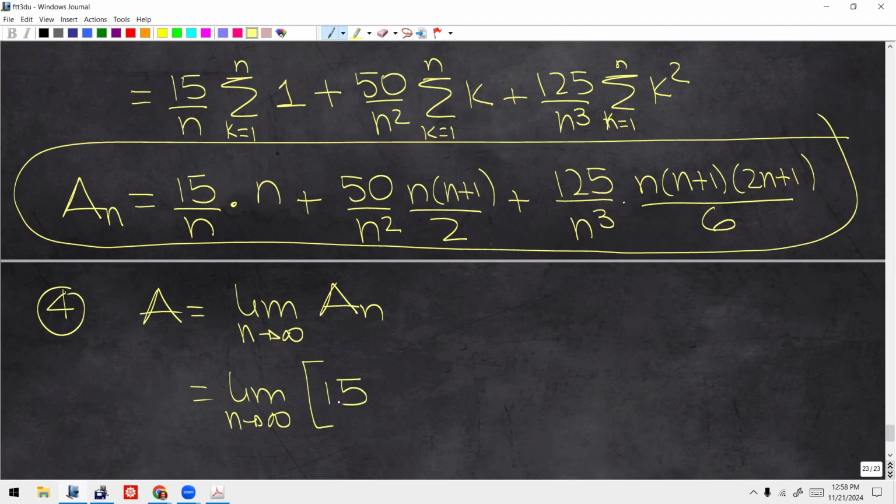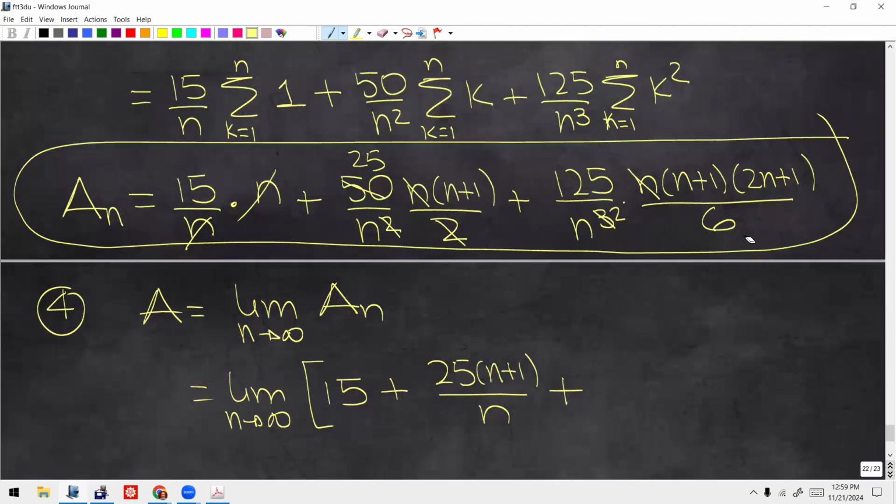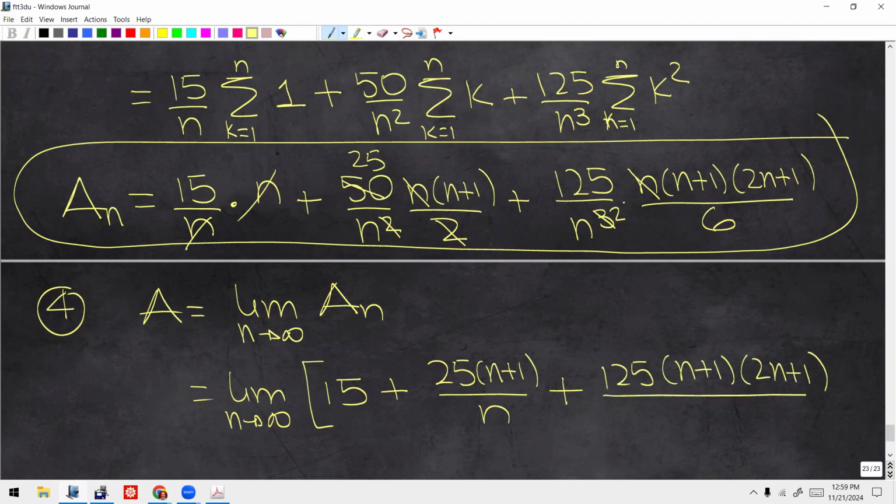So I get 15 because one of the n's will cancel here. The 2 will make this a 25. So we get plus 25 times n plus 1 over n, plus one of the n's will cancel here. Okay, and the 6, oh, 6 doesn't cancel this time, does it? Right? So we'll get what? 125 times n plus 1 times 2n plus 1 over 6n squared. So all I did is simplify it along the way. And one more line and we are done.